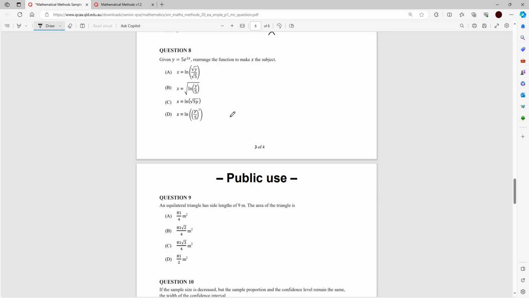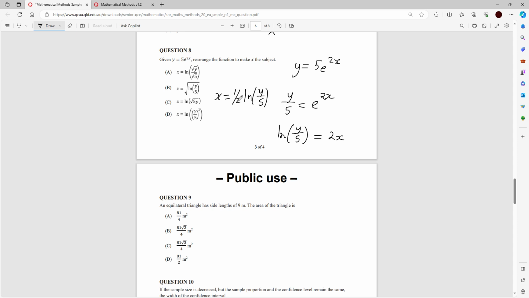Question 8. Given y equals 5e to the 2x, rearrange to make x the subject. Okay, so just a bit of algebra, honestly. No fancy stuff. So try and get x by itself, divide both sides by 5. Now rewrite as a log, so natural log of y on 5 to cancel out that e. Then divide by 2, so we get x is equal to a half natural log of y on 5.